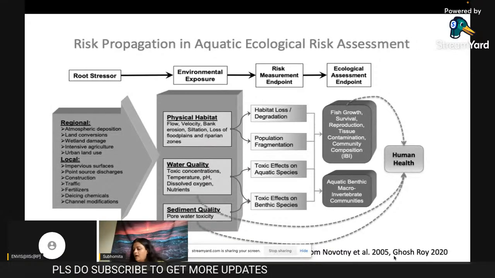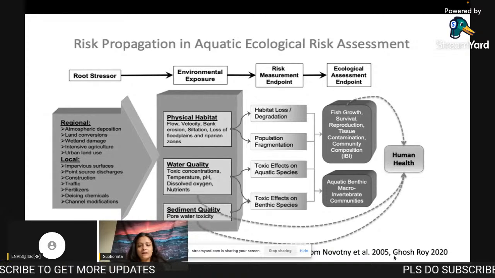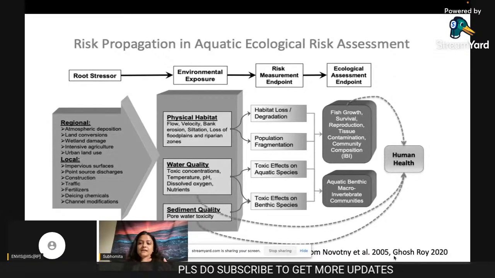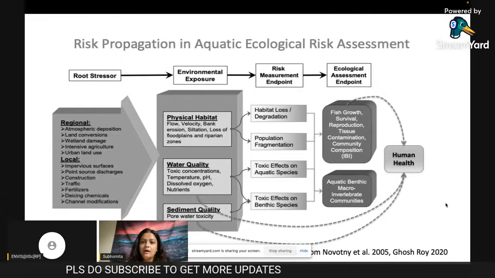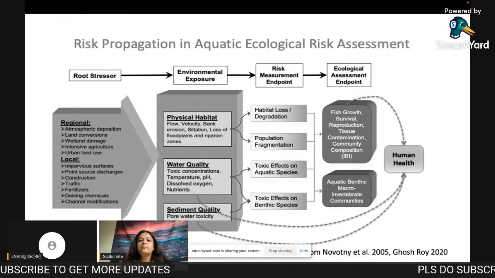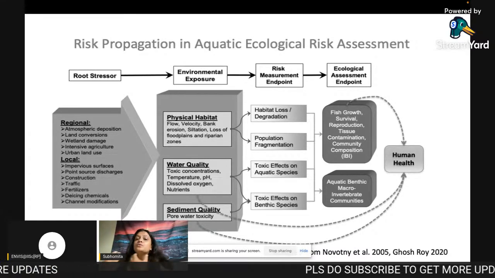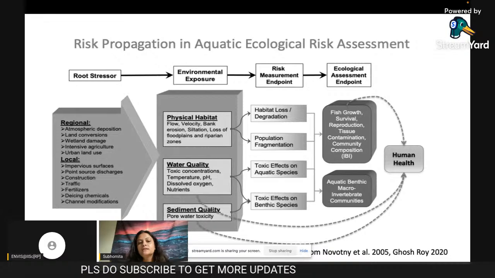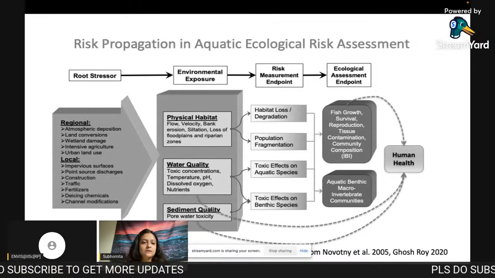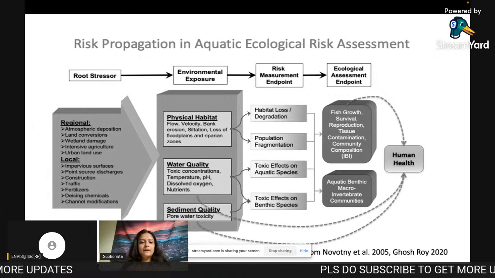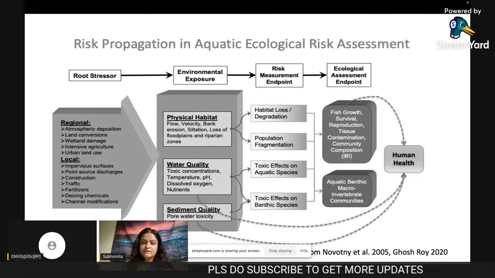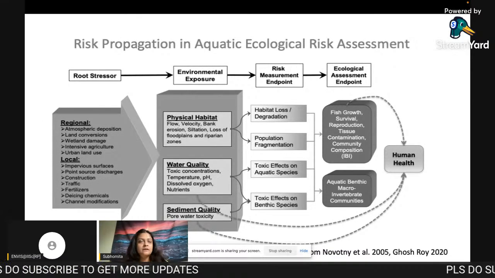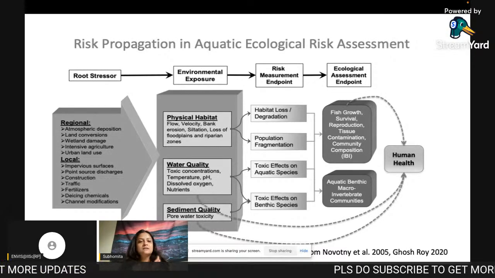To begin with, how risk is seen by us, how risk originates, and how risk is measured. When I talk about ecological risk, it is basically the risk given by us to the ecosystem. Where does it come from? It can come from a regional scale, or from a local scale. For example, atmospheric deposition is a regional stress factor that can result in ecological risk. It can be wetland damage, a lot of urban land use, or forest damage, all done on a regional scale.